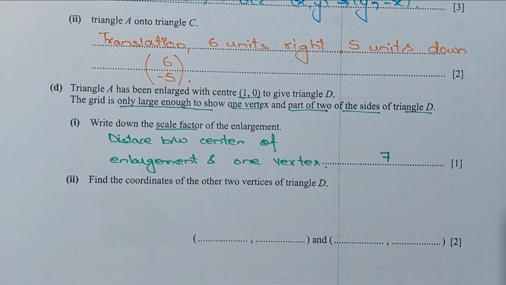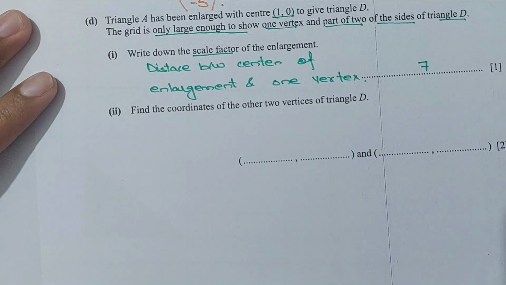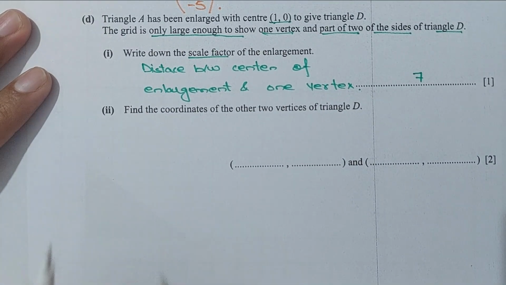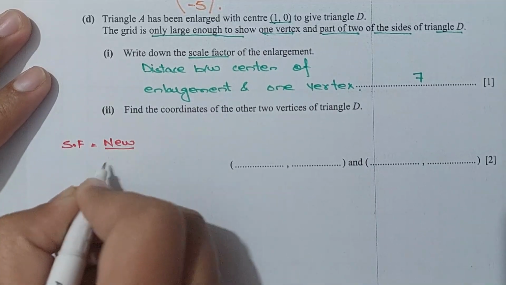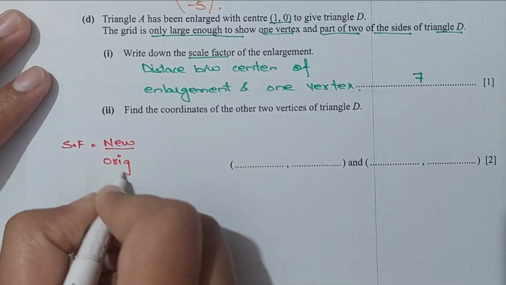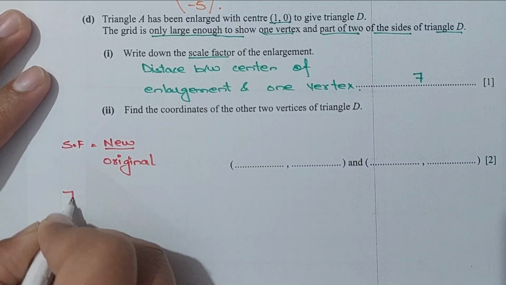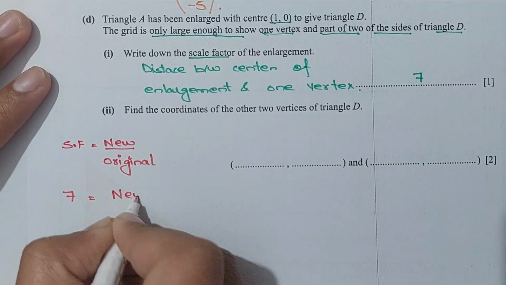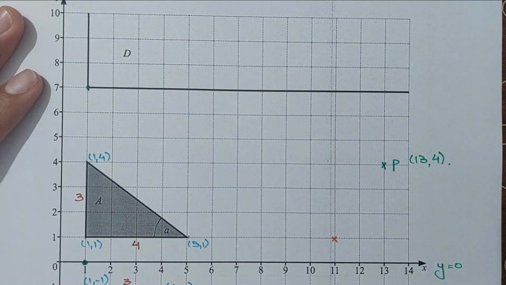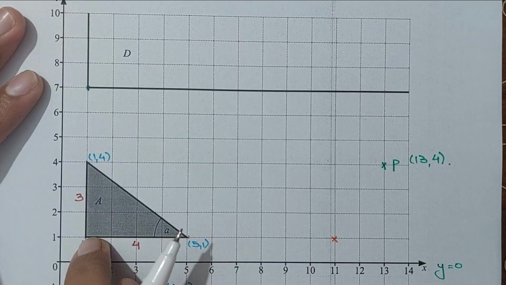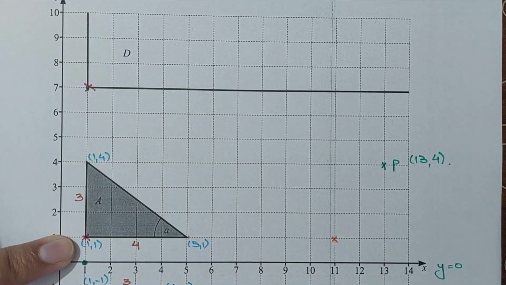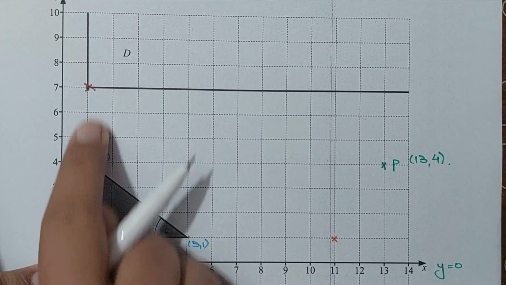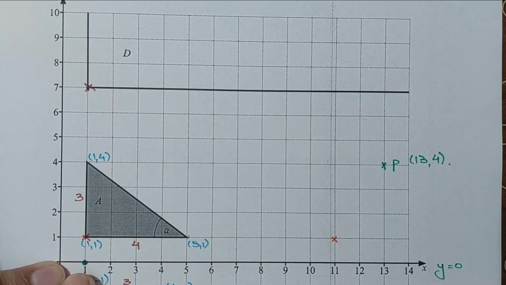Now for the second part, find the coordinates of the other 2 vertices of triangle D. Here we have to use the formula for the scale factor: the new shape over the original shape. The scale factor we got is 7. The new we don't know, and the original is 1, 2, and 3 units. This vertex we are considering, this vertex and this vertex are the same. So how do we get the scale factor? From the center of enlargement to this vertex we find the distance. That is the scale factor.